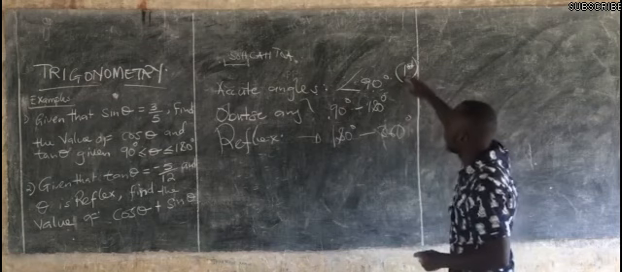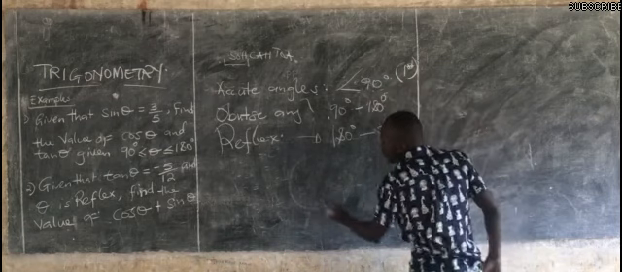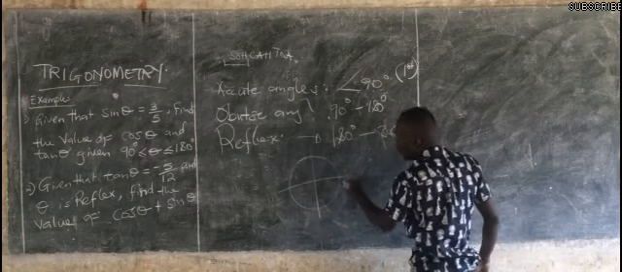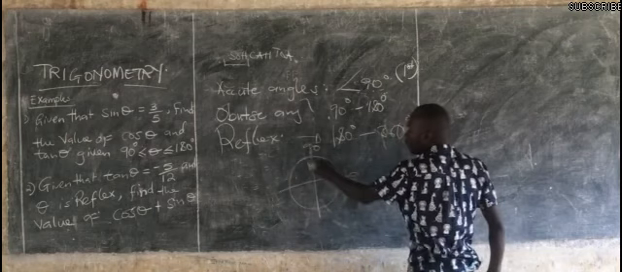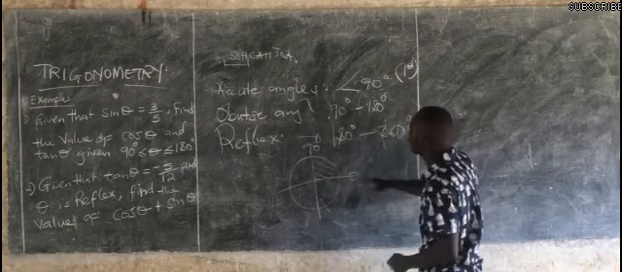Acute angles lie in the first quadrant. Why? They are less than 90 degrees. For instance, if we have this as our circle, 0, 90, they will be in here because they are between 0 and 90 degrees.